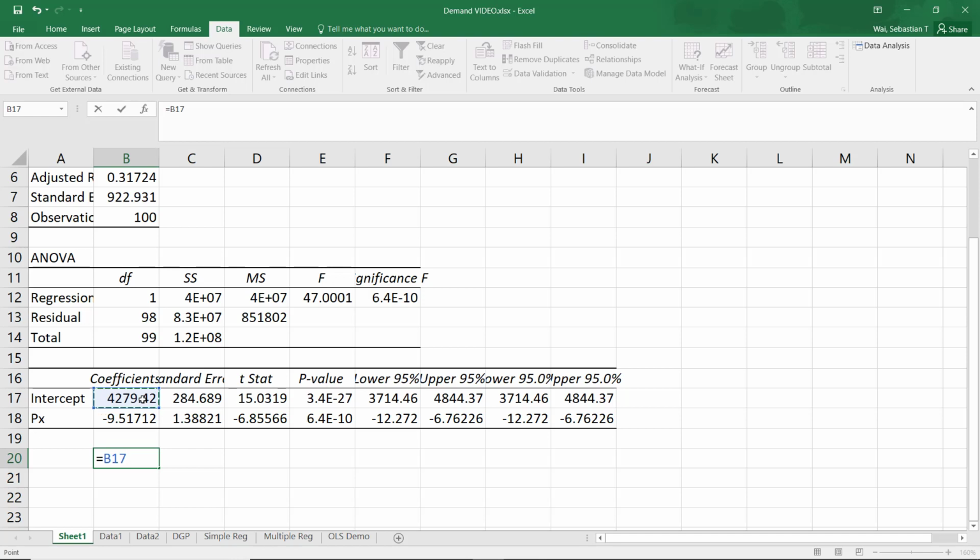Again, we are going to take the negative 9.5 directly from the regression output table, so I'm going to do plus this cell right here, and of course plus a negative number is going to be minus, so we're all good there, and then multiply that by 200, because that is the price that we're interested in. And that's going to tell us our prediction for the quantity demanded, which is going to be about 2,376.